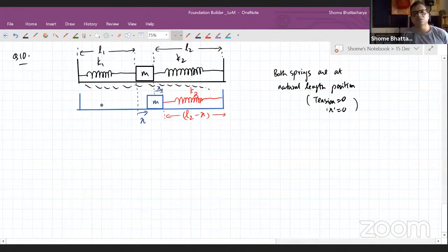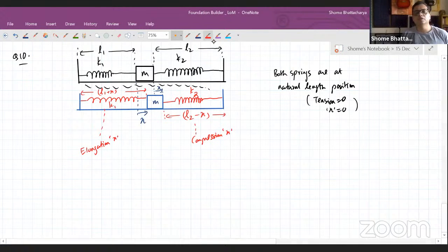And if this spring had a natural length of L1, what has happened to this spring? It has got elongated, stretched. It has got elongated by how much? It has got elongated by x. So this one has suffered an elongation x, and this one has suffered a compression of x.